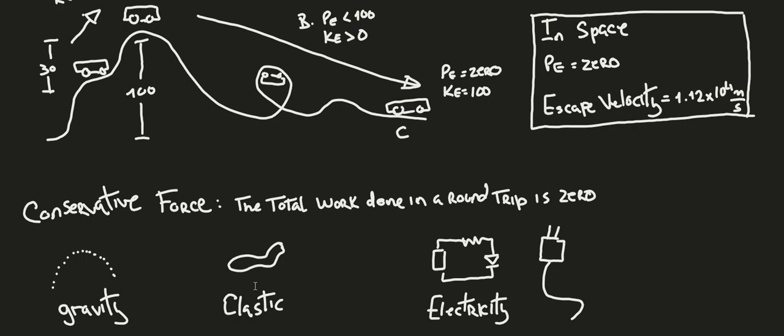Elastic force. If you stretch a rubber band and release it, the band will shrink to its original size, so there is no work there. And electricity, because in order to have electricity, you need to have a closed circuit like the loop that I have in here. If you open the circuit by cutting a cable, you won't have any electricity.